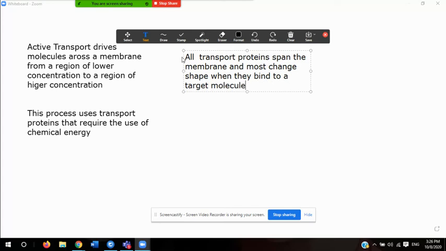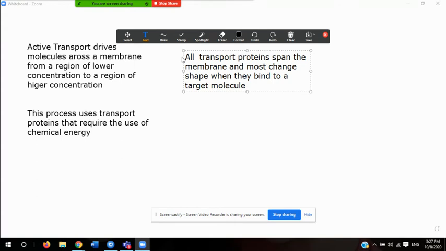Basically, in active transport, proteins have to change shape. If they don't change shape, it won't function correctly. Remember that one of the principles of biology, specifically molecular biology, is that the correct conformation or shape actually affects a protein's function. So all transport proteins have to change shape.